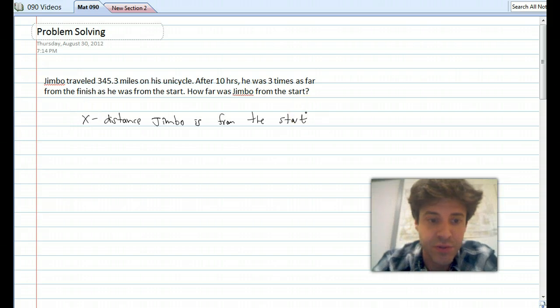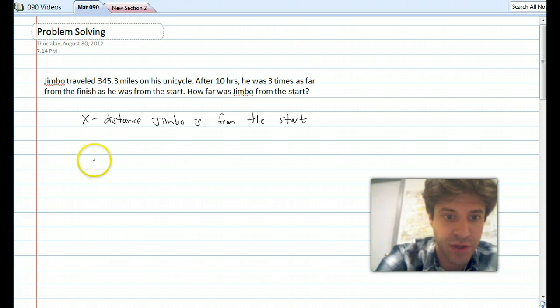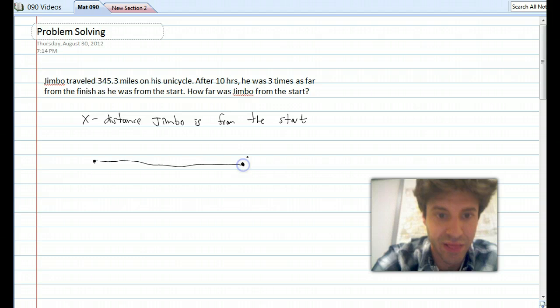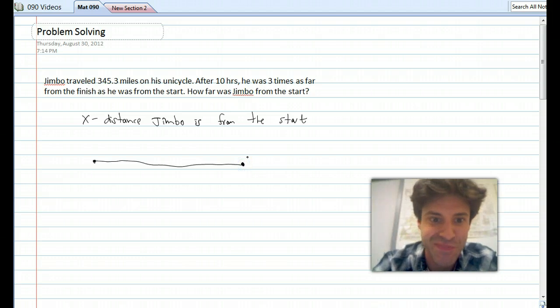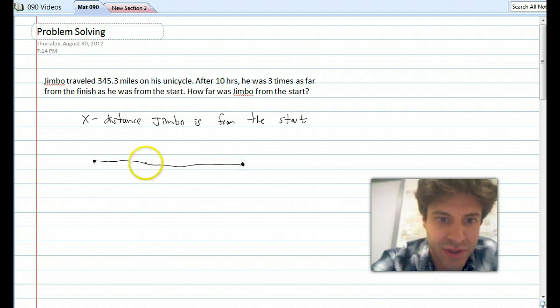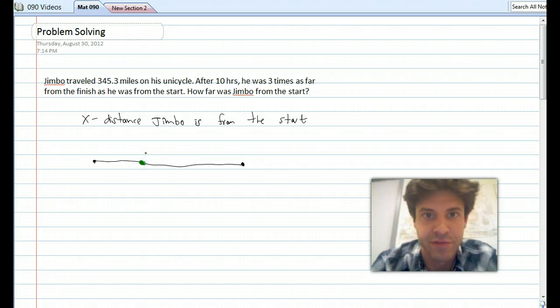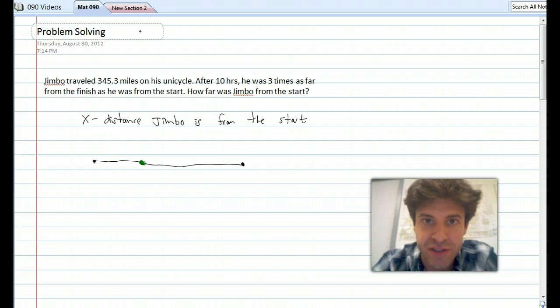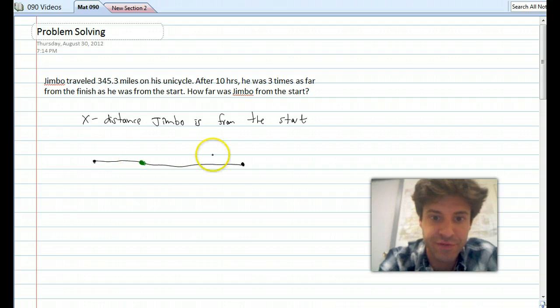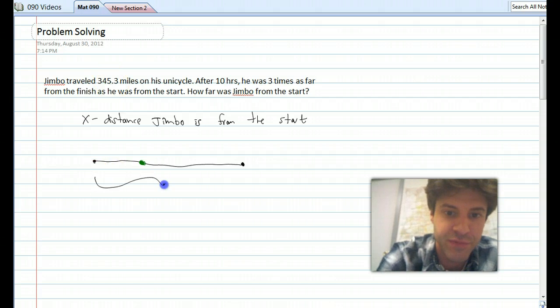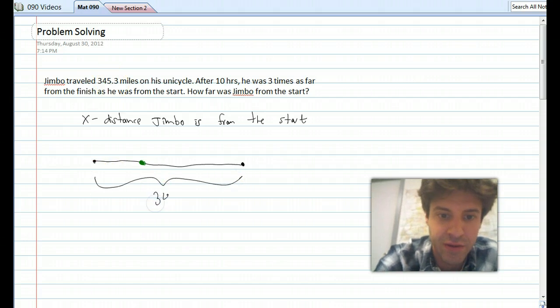And in a lot of cases, it's going to be a really good idea to draw a little picture. So I'm going to say, okay, here's Jimbo's starting line, and perfectly straight line. There's Jimbo's finish line. And we'll say that Jimbo is right here between the start and the finish. Now let's label what we know about this picture. We know that from start to finish, Jimbo traveled 345.3 miles. So we know from beginning to end is 345.3.